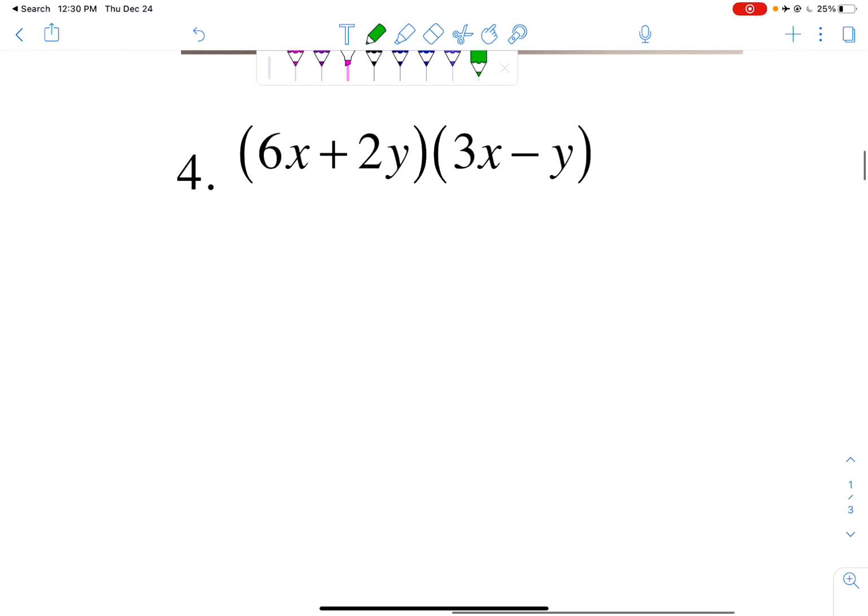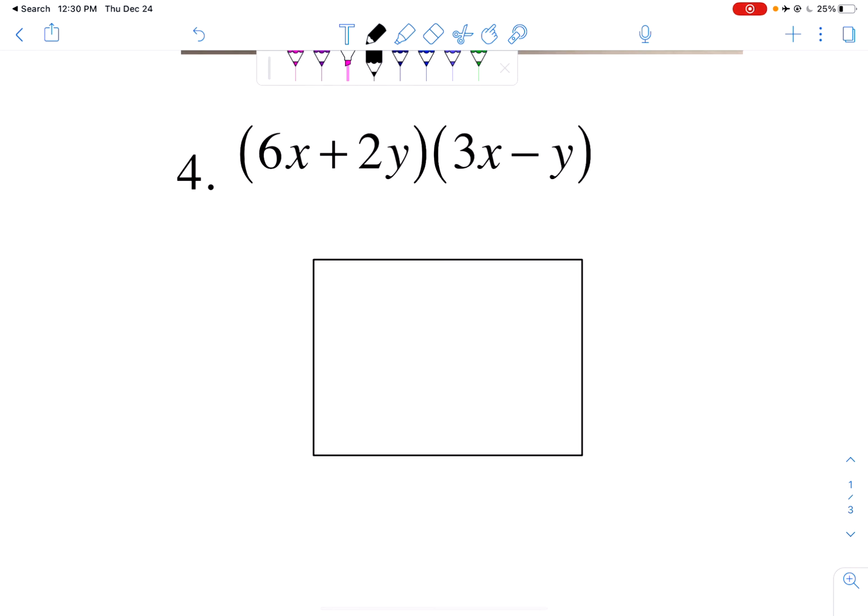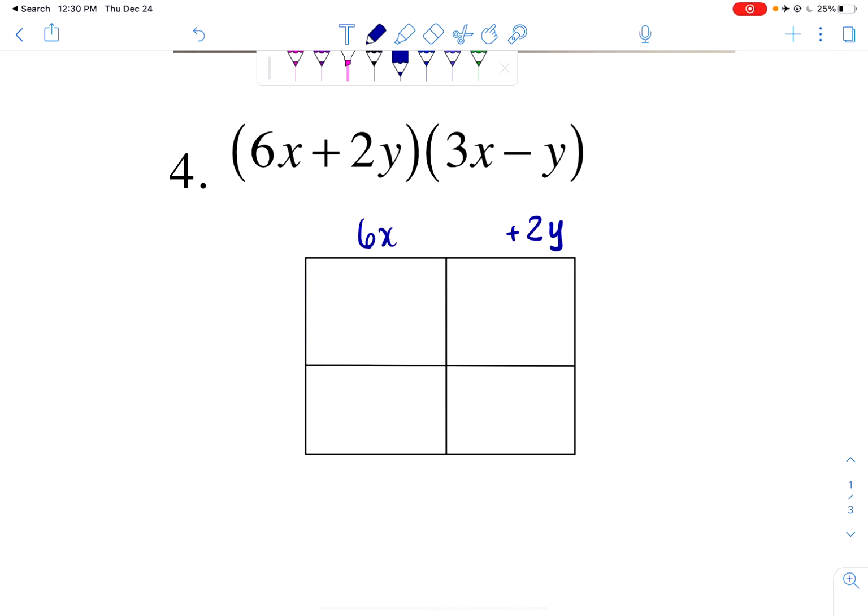Our final example, again, we have to draw our box. Pretty good if you ask me. I'm going to make enough room for both of my binomials, and in this case I'm doing 6x plus 2y times 3x minus y. So I'm going to change it up again. I'm going to put my first binomial up top, so I'm going to do 6x plus 2y. Then on the left I'm going to do 3x minus y.